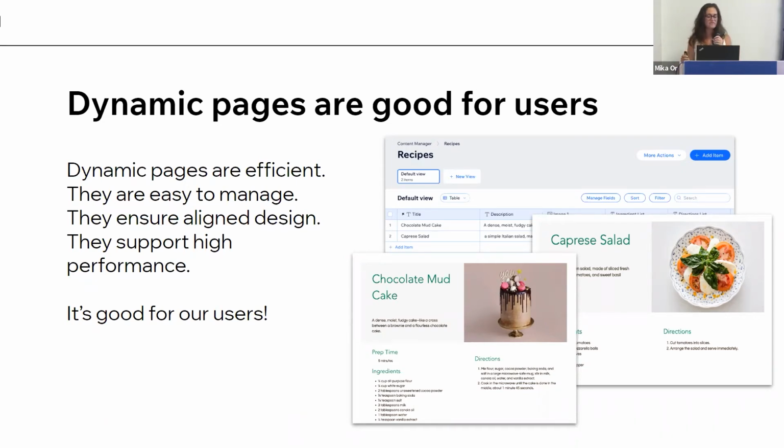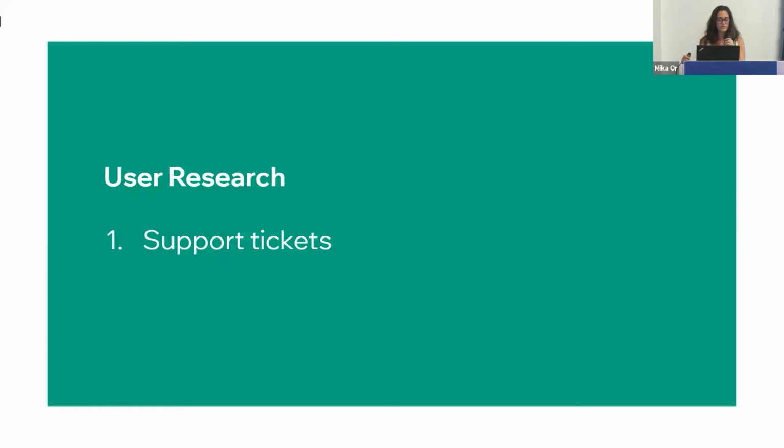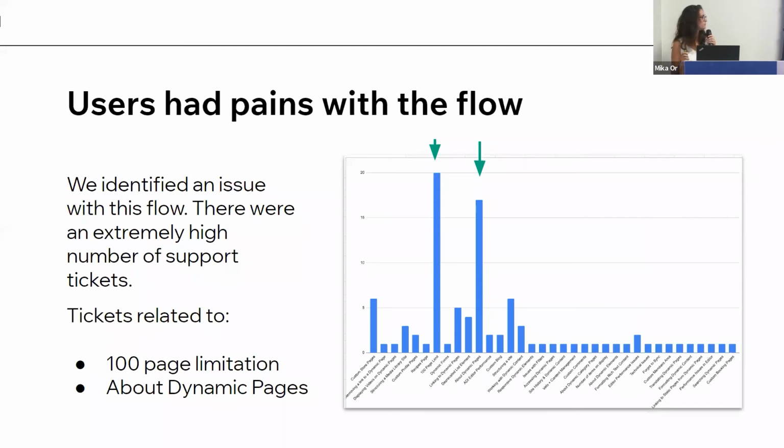When users have repeating layouts, such as with a real estate site with lots of listings, or the recipe example I just spoke about, it's just better to use dynamic pages. So we offer users the option to turn a static page into dynamic. But the reason we had to revisit this feature, which we already offered at Wix, was because we had an unusually high volume of support tickets in two main areas.